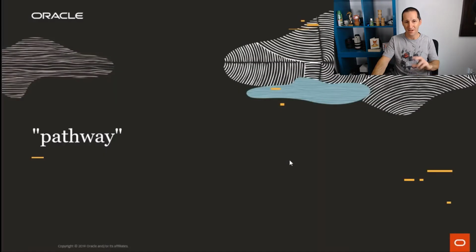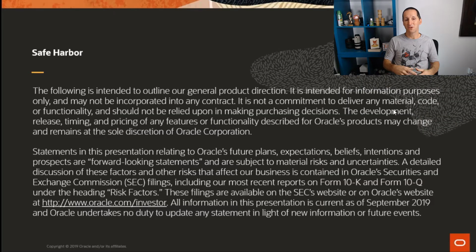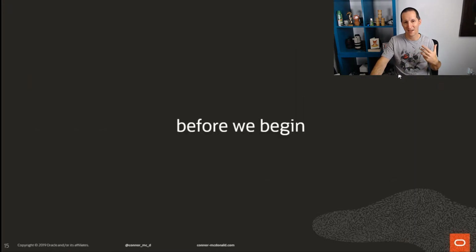So what do I mean by pathway? Really what we're meaning is these three significant releases, 18c, 19c, and 20c just around the corner. And because I'm talking about 20c features as well today, and 20c is officially just a preview release at this moment, I'll put up the standard Oracle Safe Harbor statement, but let's get straight into it.